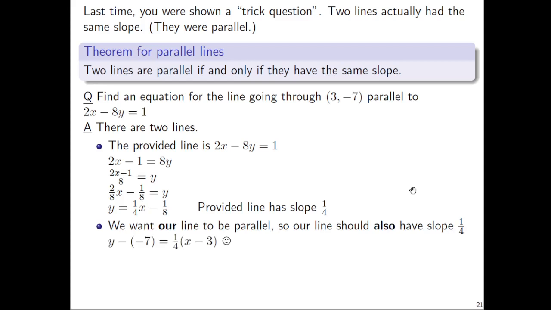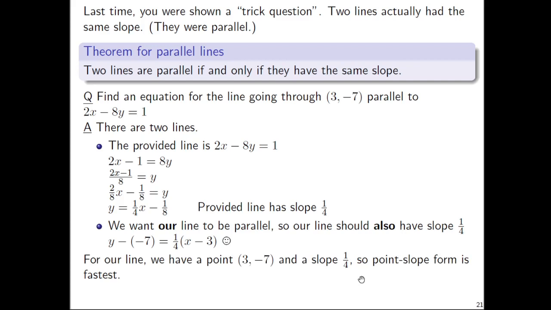So then our line with slope 1/4, remember we were given a point. We were given the point 3 comma negative 7. So literally the fastest thing to do is to use y minus the given y value equals slope 1/4 times x minus the given x value. This is the point slope form. It is much faster than using y equals mx plus b. So yes, over here we used y equals mx plus b to write y equals 1/4 x minus 1/8. But now that we have the slope and we know what slope we need of 1/4, and we have a point, it's fastest to use point slope form. And we are done with this question. Again, point slope form was fastest here.